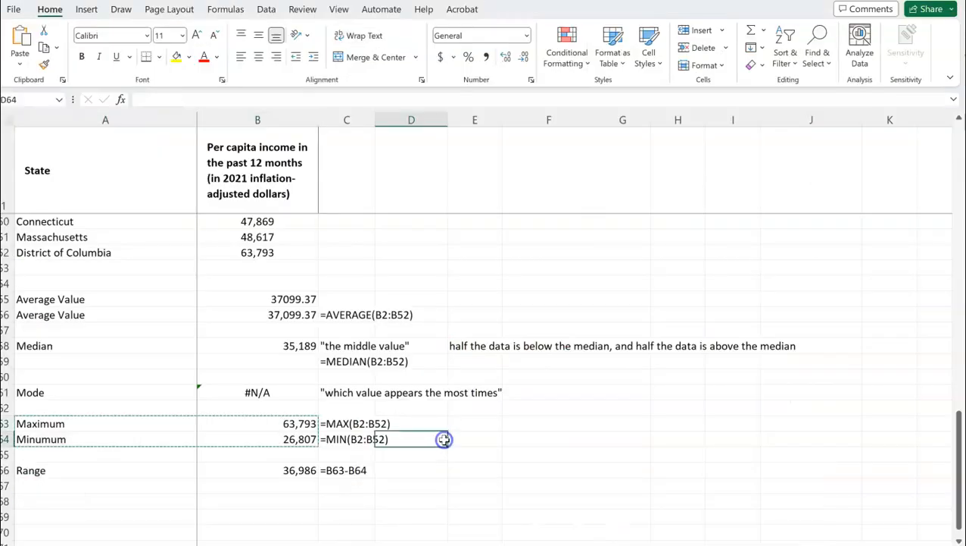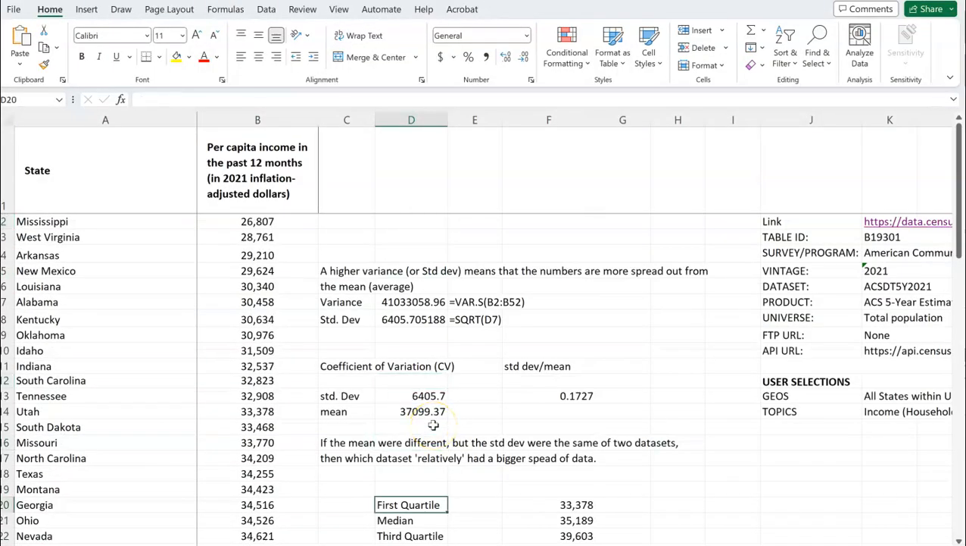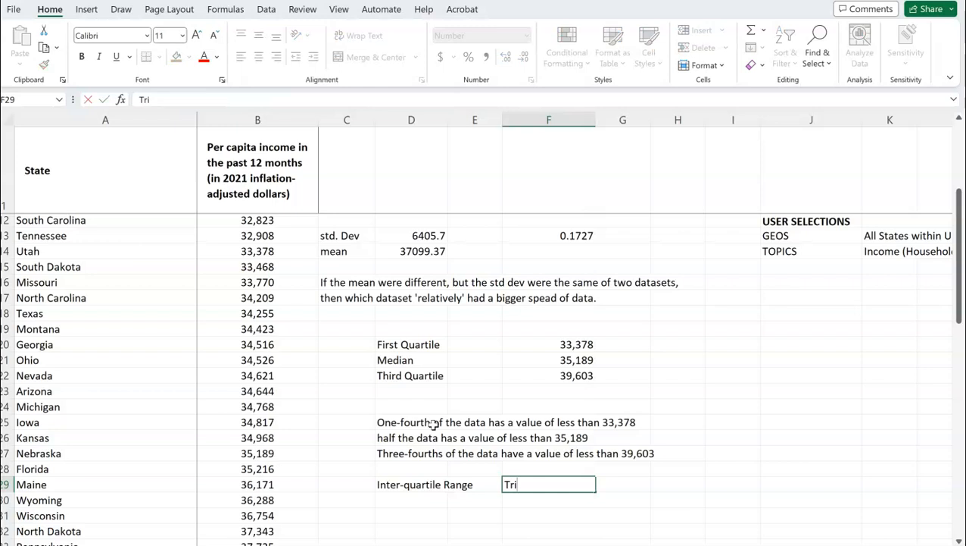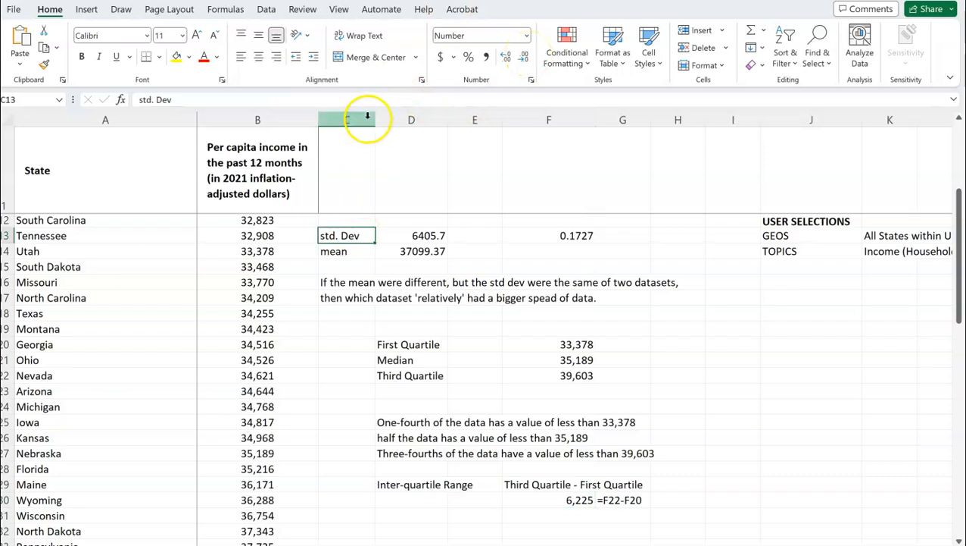So afterwards, once we found out all those numbers, another number we are interested in is the interquartile range, which is just the difference between the third quartile and the first quartile. So third quartile minus the first quartile. So we go 39,000 minus 33,000, which comes to about 6,225. And that is the range of my data. So the middle 50% of the data has a range of 6,225.